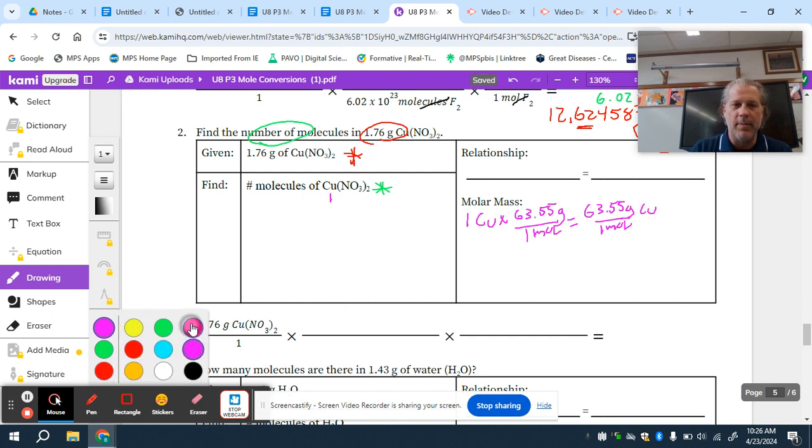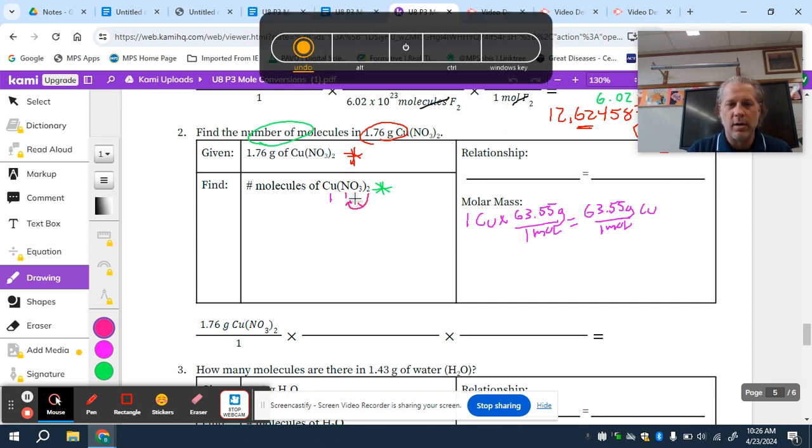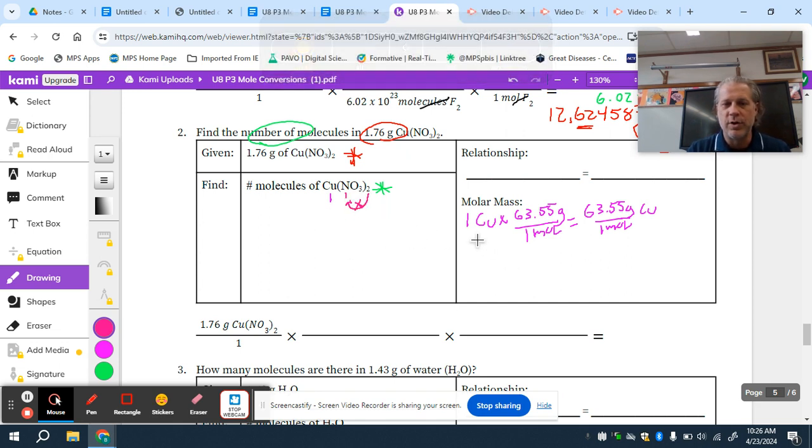Now I need to look at nitrogen. Nitrogen is here. There's a 1. There's nothing behind the nitrogen, so we assume there's a 1, but there's a 2 outside the parentheses, so I'm going to multiply that, which means that I'm going to have 2. So 2 times 1 is going to be 2 nitrogens times the mass of nitrogen, which is 14.01 on the periodic table. And when I multiply that out, I get 28.02 grams in 1 mole of nitrogen.